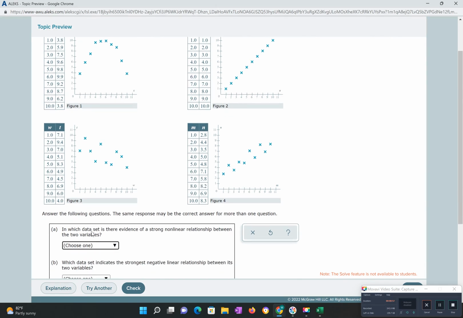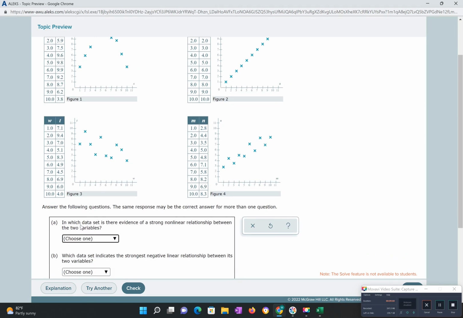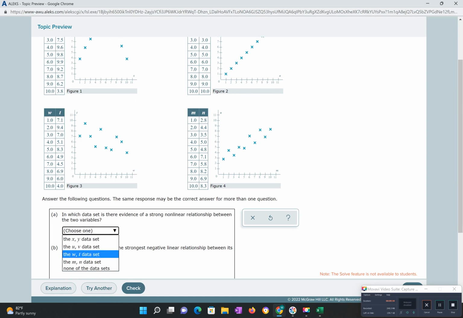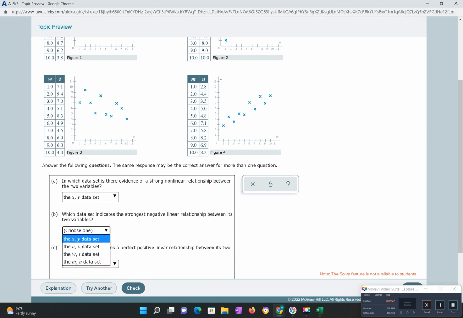So let's look at this. In which data set is there evidence of a strong nonlinear relationship between two variables? So that's definitely x and y. So we're going to go here. We'll select x and y as our data set. Which data set indicates the strongest negative linear relationship? Strongest negative, we only have one negative association here, and that's the WT.